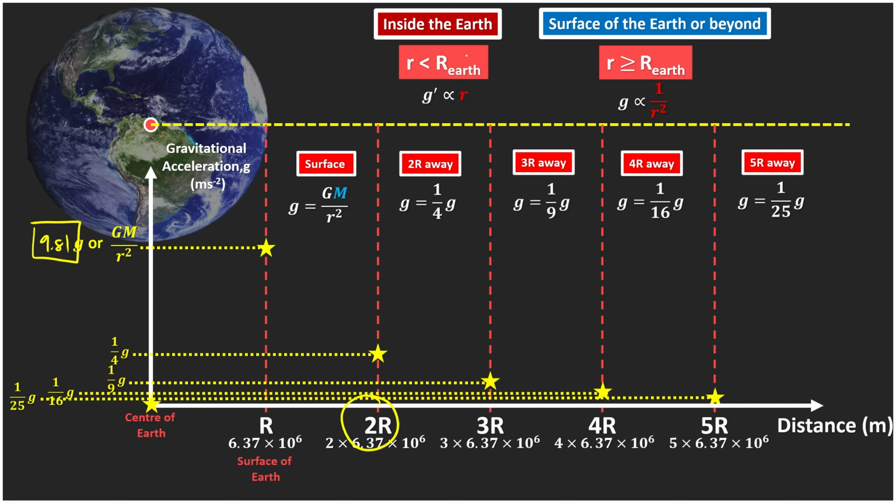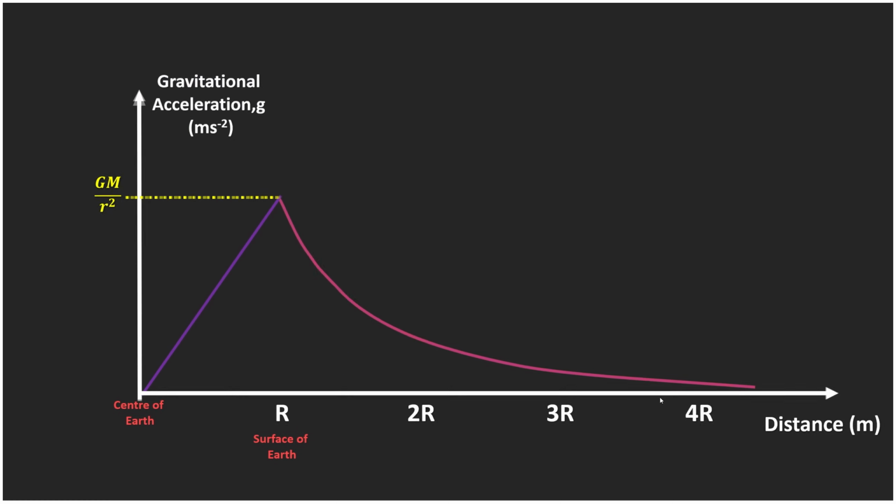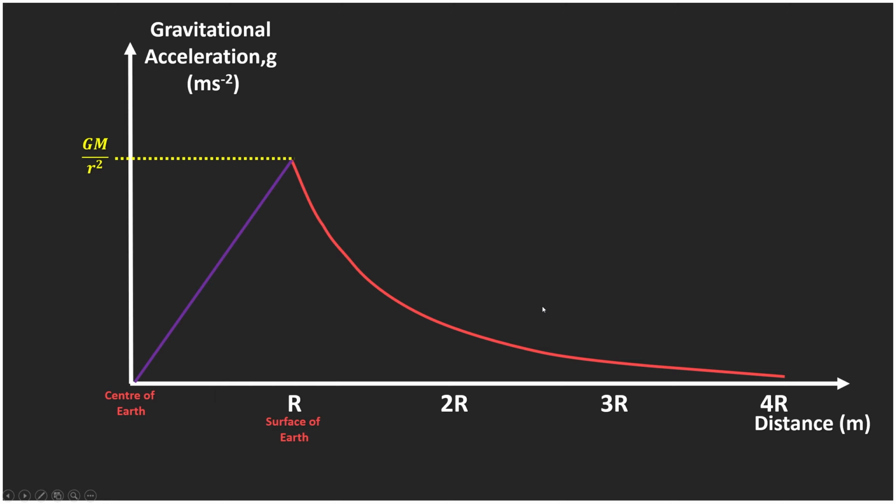So again, when we are inside the Earth, the relation is a directly proportional kind of relation. When we are further away from the center of the Earth, the stronger is the gravitational acceleration. But it changes whenever we arrive at the surface of the Earth or beyond the surface of the Earth, where it decreases with a factor of r squared. Hence, we have this curve that is going down.